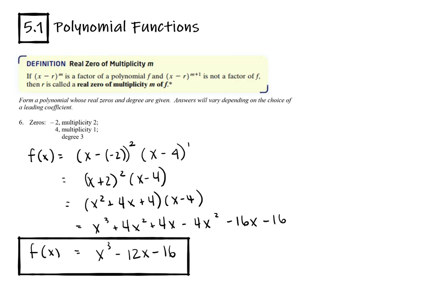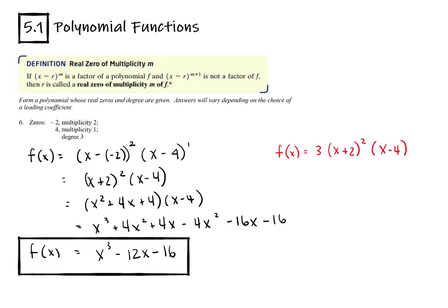I want to point out real quick, though, that the question says form a polynomial and it doesn't say form the polynomial. Why does it say that? Well, we could have made a bunch of different polynomials. Maybe we could have multiplied everything by a factor of 3. And this was a possibility. This would also have all the same zeros. It just would be a graph that would be stretched vertically.